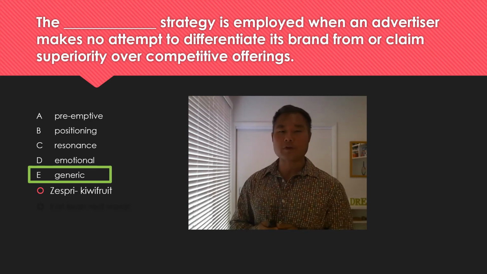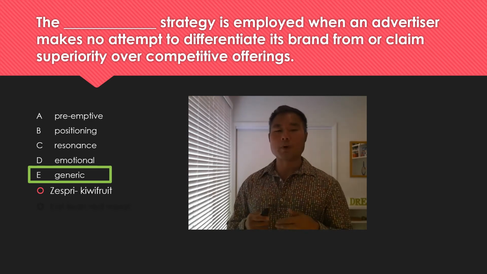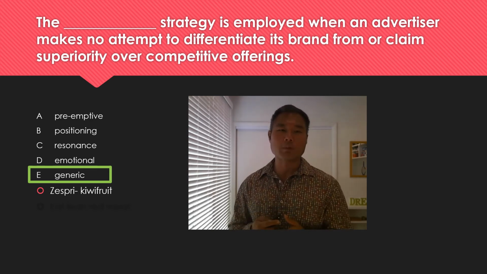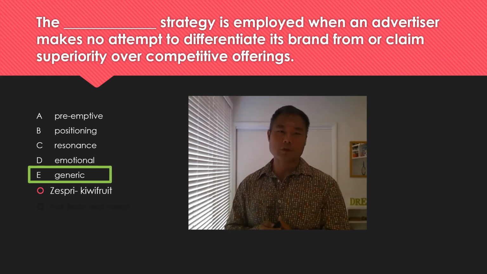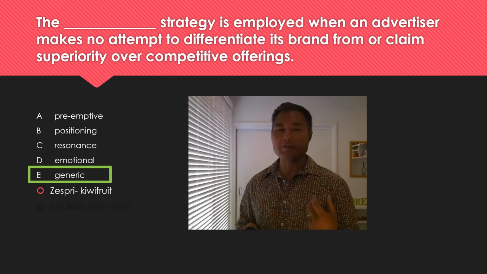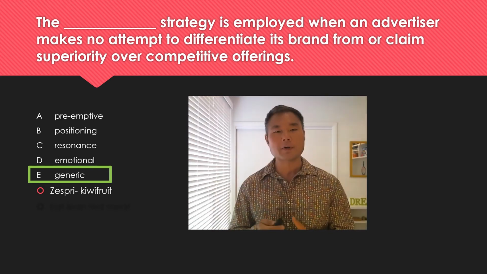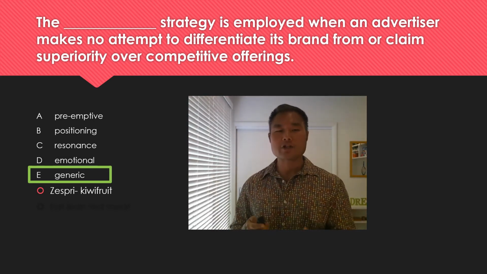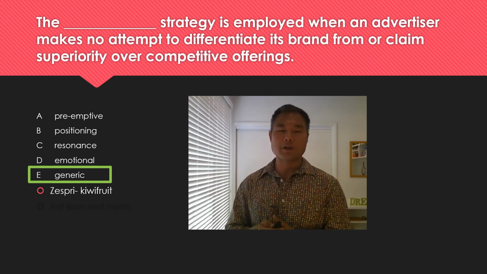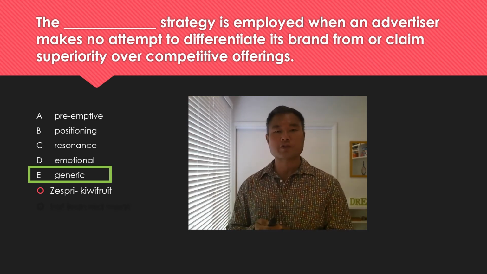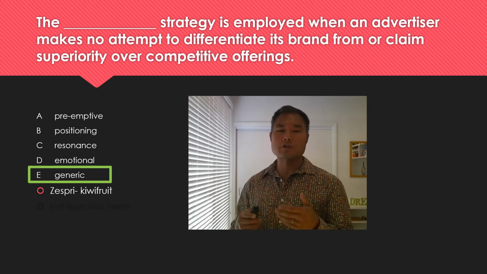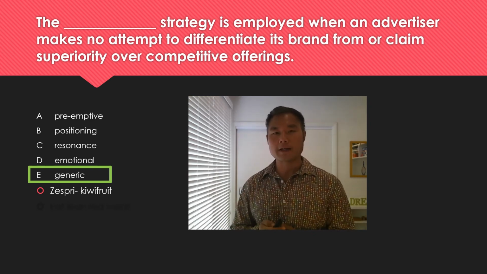So Zespri is a great example. If it promotes itself, it's often promoting kiwi fruit as the overall product to be sold, because it might be saying that it's high in vitamin C, or it's got a lot of fiber, etc. And the way that generic strategies work is that it increases the size of the pie. It makes the demand for the overall sector increase before it starts to carve up slices of that pie.